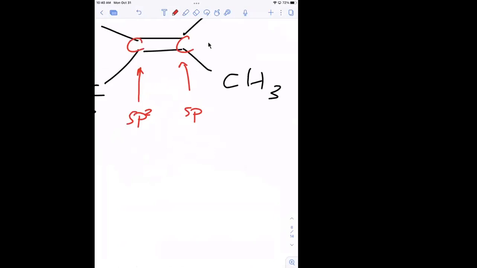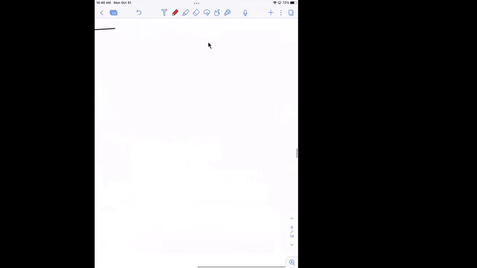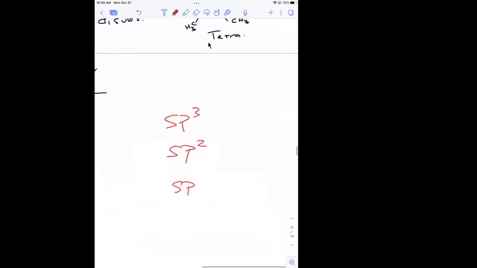Now, one of the things that we skimmed over, I got to go back and touch it, because there's a link between hybridization state and electronegativity. Right? It was in one of the early videos. I don't know which one. But there's a link between hybridization state and electronegativity. So we had sp3, sp2, and sp.